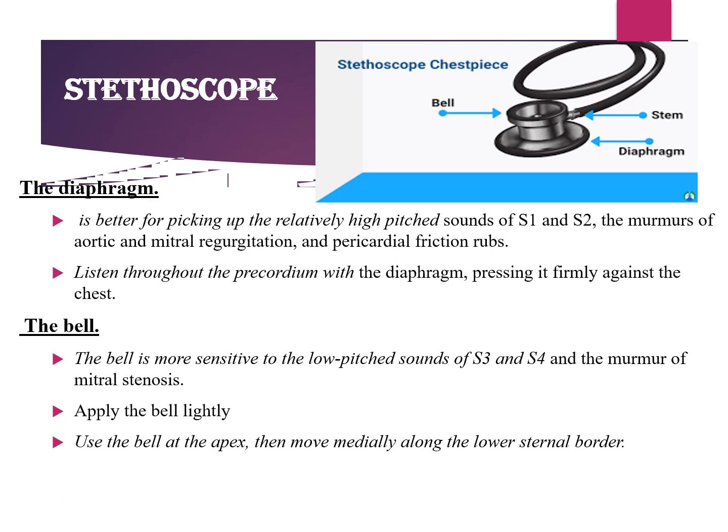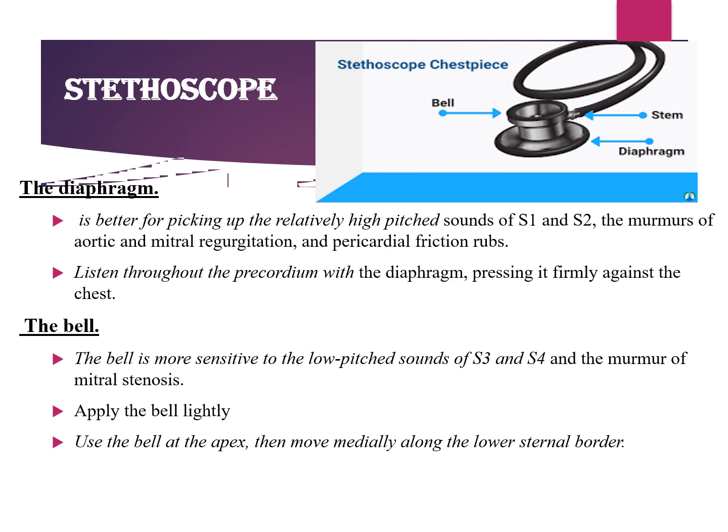The diaphragm is better for picking up relatively high-pitched sounds, such as S1 and S2, the murmurs of aortic and mitral regurgitation, and the pericardial friction rub. Listen throughout the precordium with the diaphragm, pressing it firmly against the chest. Whereas the bell is more sensitive for low-pitched sounds such as S3 and S4 gallops, and also the murmur of mitral stenosis, and we apply the bell lightly.